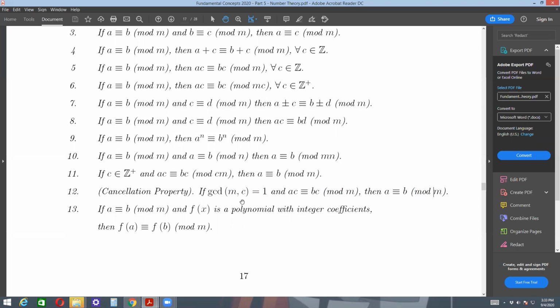If I did not know that C was relatively prime with M, then I can't do this, because it's possible that M has a common factor with C, and then you can't do this one. You have to do something similar to this, where you would have to actually go and divide the modulo by whatever the common factor is.